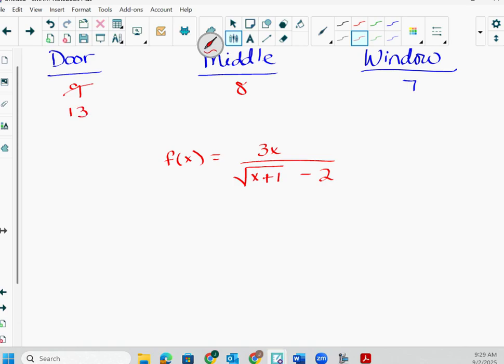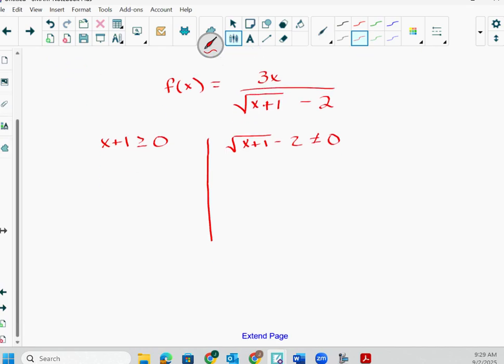Let's go through this because I think we have some questions. You guys had a lot of the pieces, but didn't have the entire thing put together. So there's two pieces here. We have a square root, so we still have to think about that square root part. x plus 1 has to be greater than or equal to 0. You also have to think about the square root of x plus 1 minus 2 cannot equal 0. All of that has to happen. So we know x has to be greater than or equal to negative 1. That's the piece that I think a lot of people forgot.